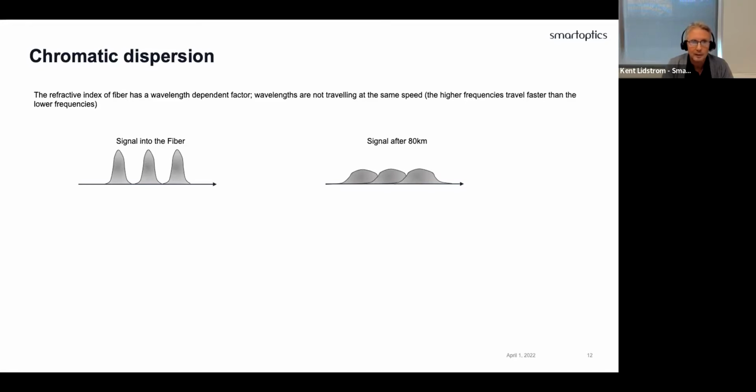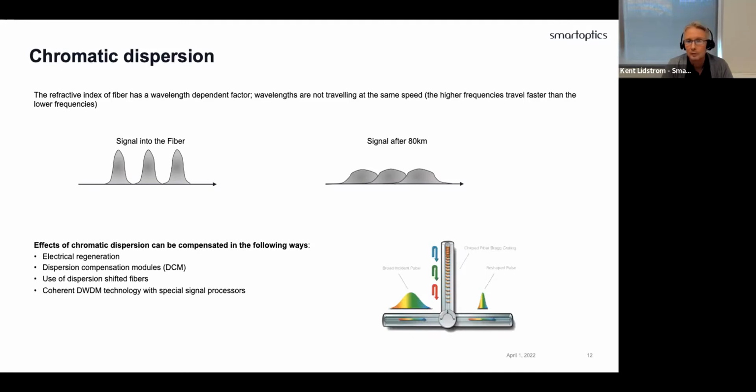So if you go one step forward, we can compensate for this in many different ways. You can do electrical regeneration. A very common way of dealing with especially 10 gig is to use a dispersion compensation module. That's what I have there on the side. You can also use special fiber for this, but then you will start to suffer from some other issues. And last but not least, you can use coherent technology, where you use a DSP, or a signal processor, that actually takes this into consideration and can compensate for it.